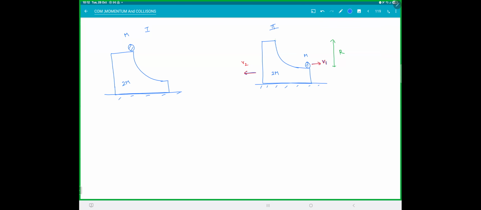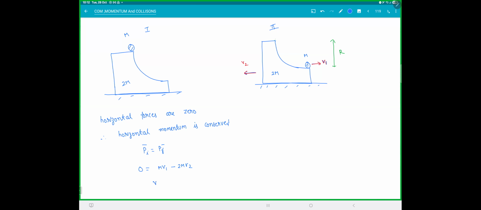Perfect. First thing, if you look at the system, horizontal forces are 0. Remember, vertical forces are not 0. There is a normal reaction on the ground. Horizontal forces are 0. Therefore, horizontal momentum is conserved. If the force in a particular direction is 0, the momentum in that direction is conserved. So initial momentum is equal to final momentum. What is initial momentum? 0. Everyone is at rest. What is the final momentum? mv1 to the right side and 2mv2.